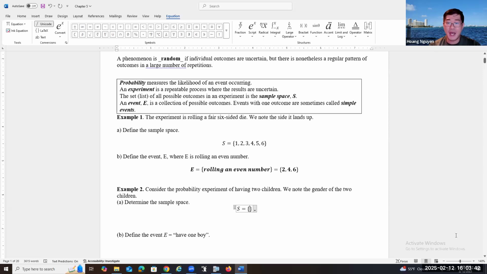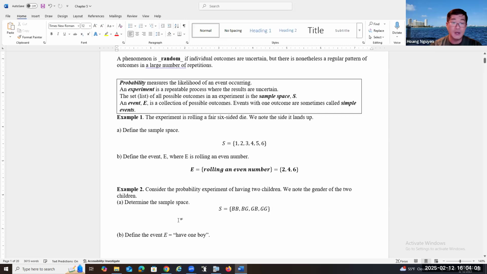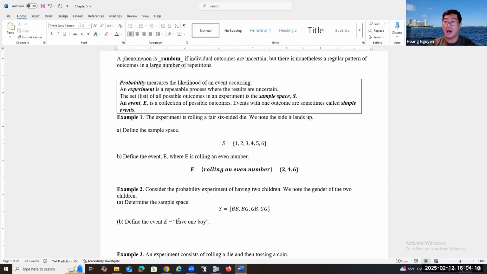The first case, you might have 2 boys, right? So the couple will have 2 boys. They might have the first one a boy and the second one a girl, or vice versa, the first one a girl and the second one a boy, or they might have 2 girls. So these are the possible genders of the 2 children: 2 boys, boy first and girl second, girl first and boy second, and 2 girls. That's going to be the possible outcomes from this experiment of having 2 children. So this is going to be the sample space.